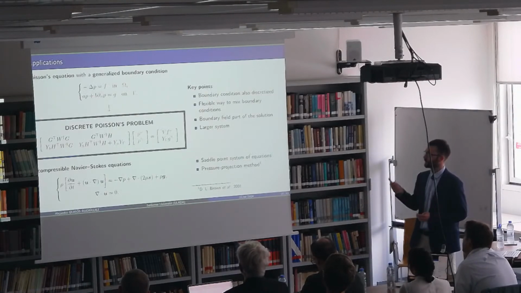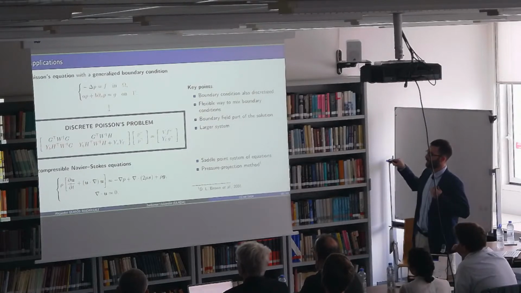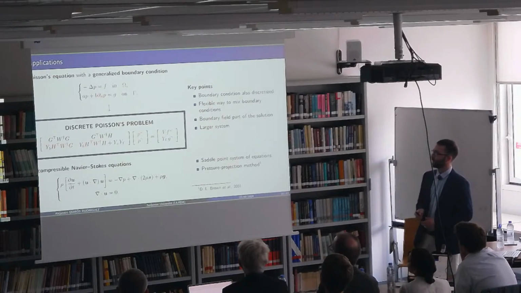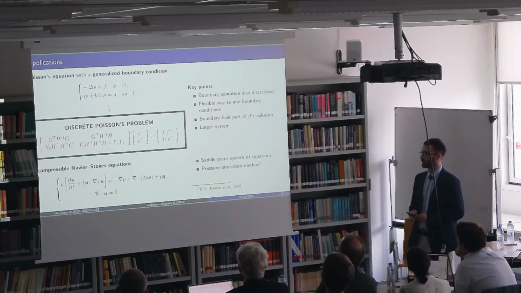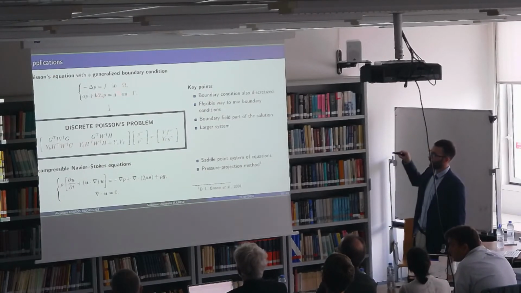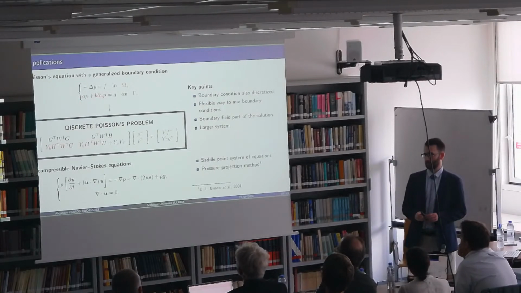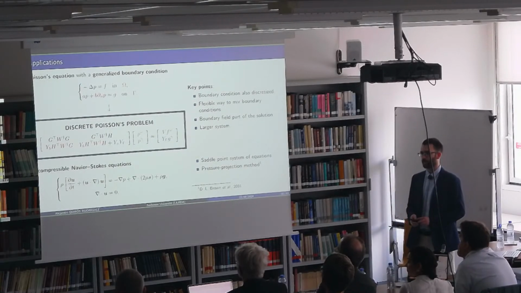So once we have defined our discrete operators, we can use them to discretize different systems of equations. And first, we consider the Poisson equation, which you have here in the first line, subject to a generalized Robin boundary condition here in the second line, where we have these scalar coefficients, A and B, that we can use to set different types of boundary conditions, like Dirichlet, Neumann, or Robin.